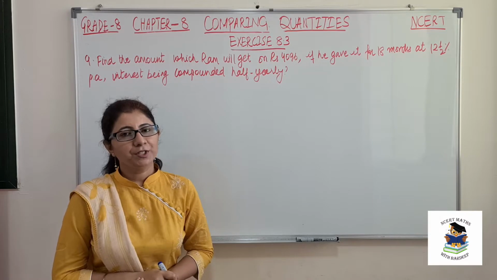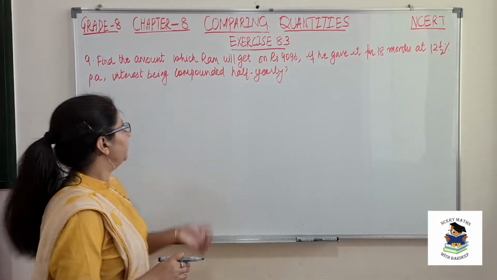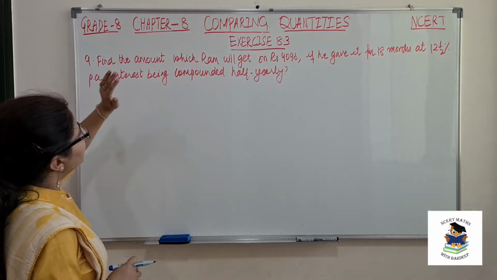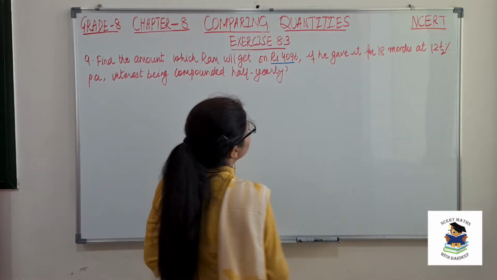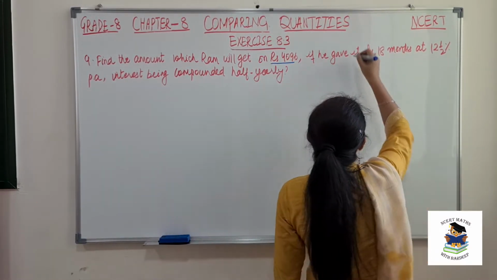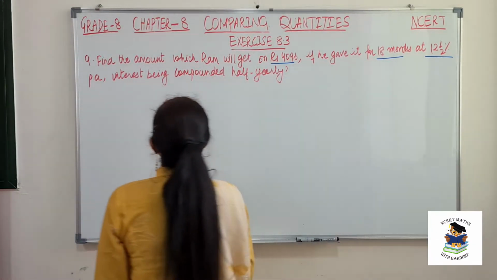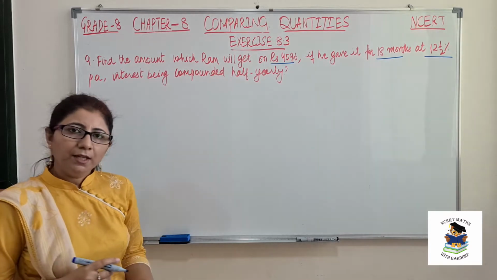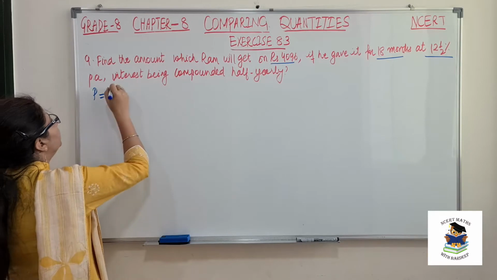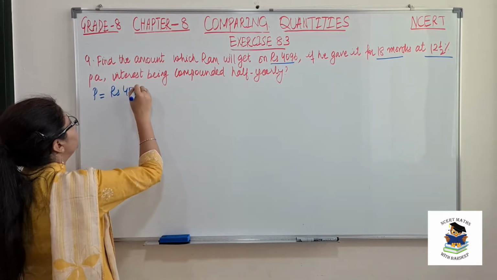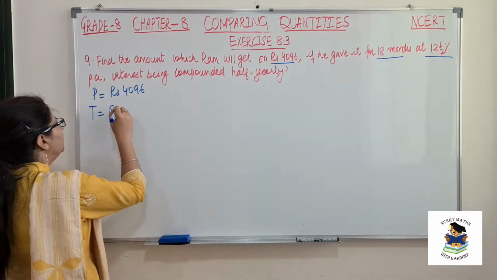Today we are solving question number 9 of exercise 8.3 of chapter Comparing Quantities. So the question is, find the amount which Ram will get on rupees 4096 if he gave it for 18 months at 12.5% per annum, interest being compounded half yearly. Okay, so let's write the parameters first. Principal is rupees 4096. Time period is 18 months.